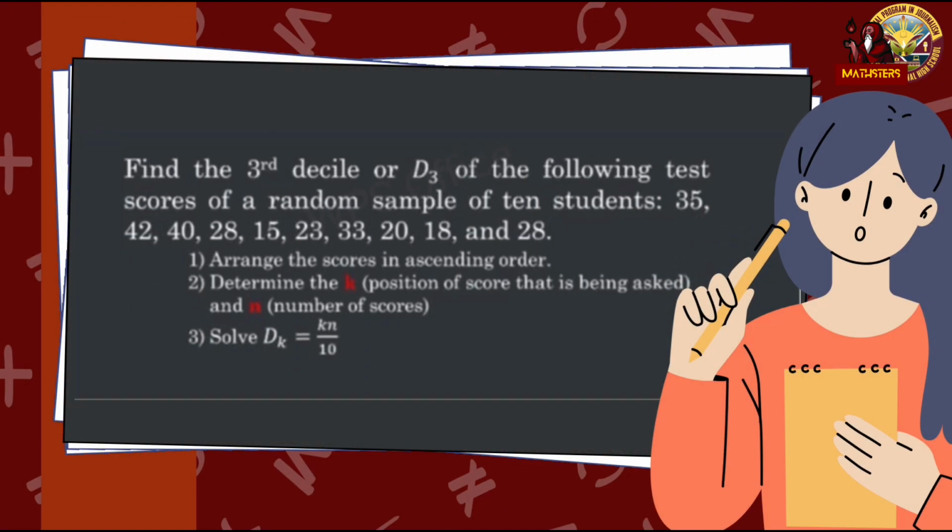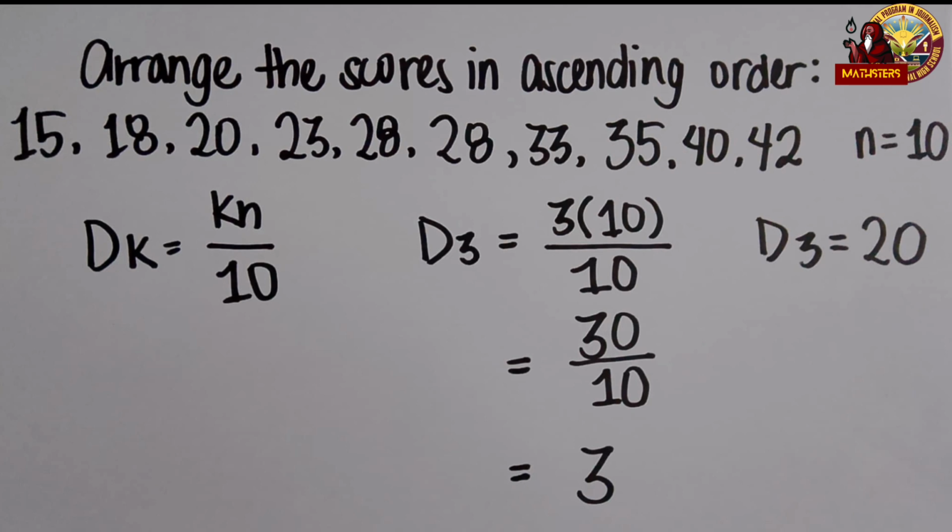For this example, we need to find the 3rd decile of the following test scores from a random sample of 10 students: 35, 42, 40, 28, 15, 23, 33, 20, 18, and 28. First, we arrange the scores in ascending order.